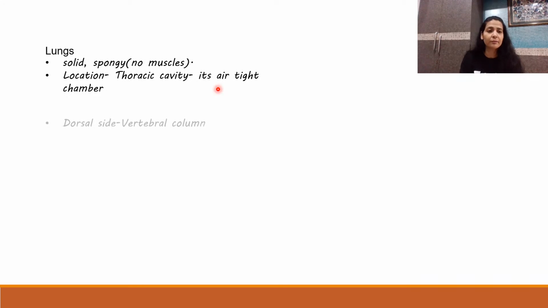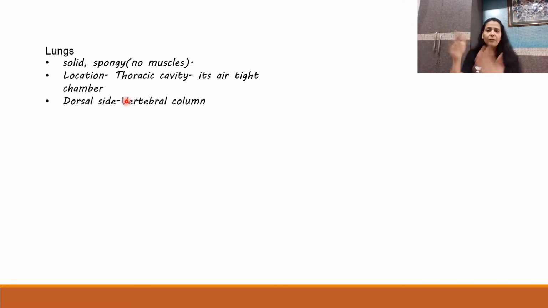All right. Okay. On the dorsal side, if the lungs are present like this, on the back side you have the vertebral column. That's fine. On the ventral side, the one bone of the vertebral column that extends in front, that's the sternum. So lungs are present. Below the lungs there is the vertebral column. In front of the lungs there is the sternum. On the lateral side there are ribs.